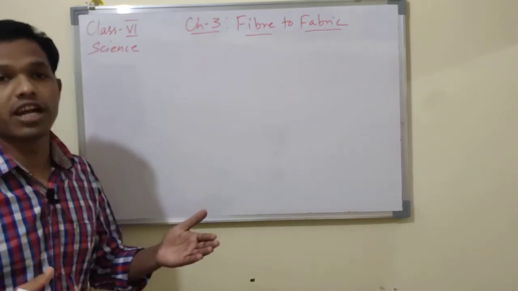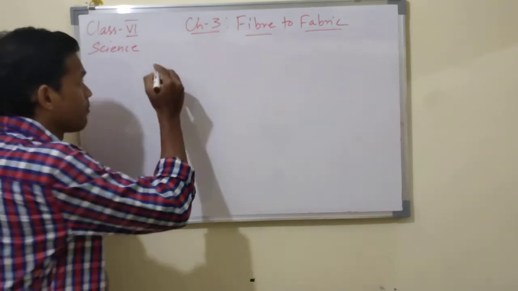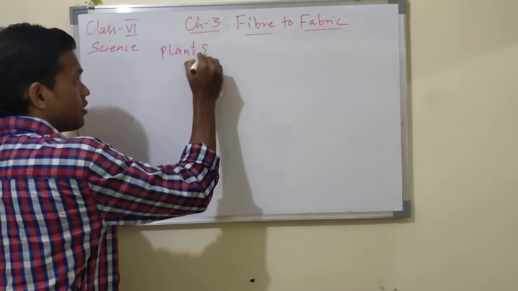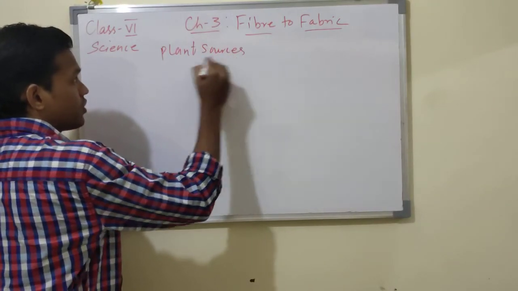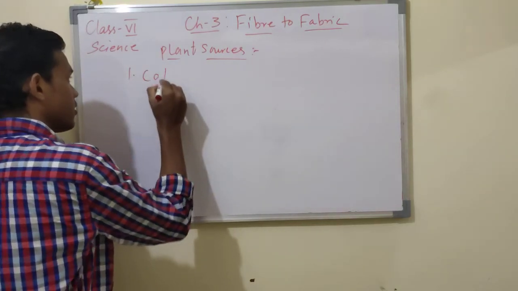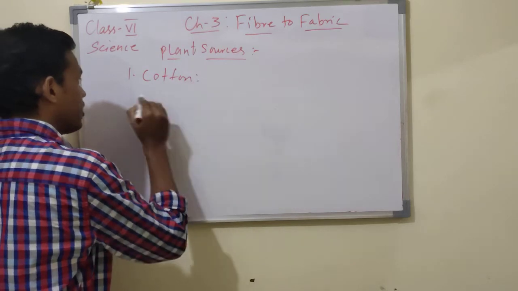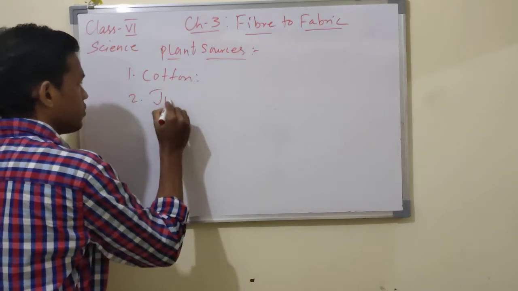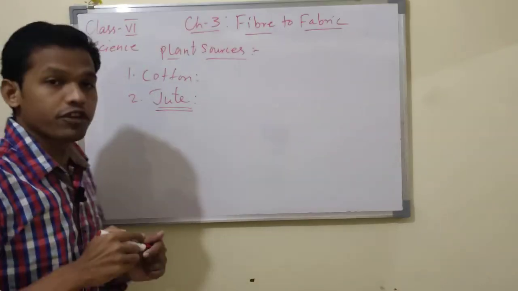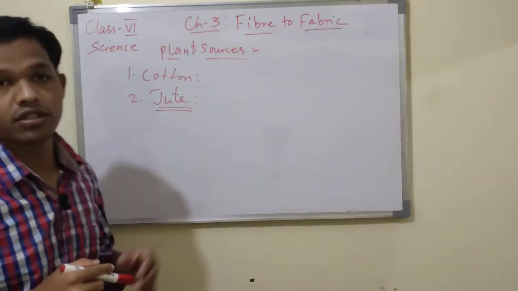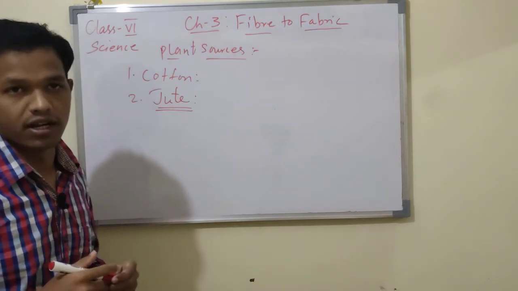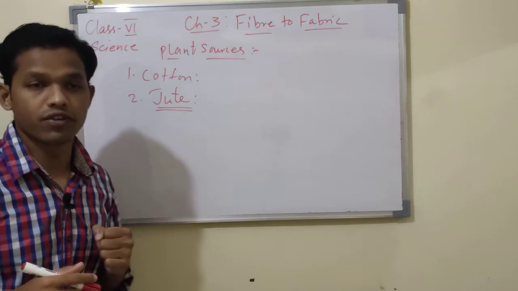So next we will study plant sources only. From plant sources, what do you obtain? First one is cotton. Cotton we already studied. Next one is jute. Today we will discuss jute. How do we obtain this jute fiber from the jute plant? This jute fiber is obtained from the stem of the jute plant.